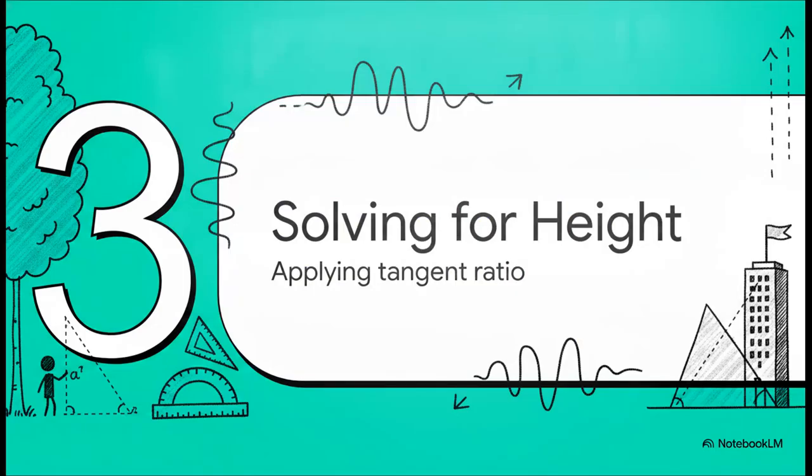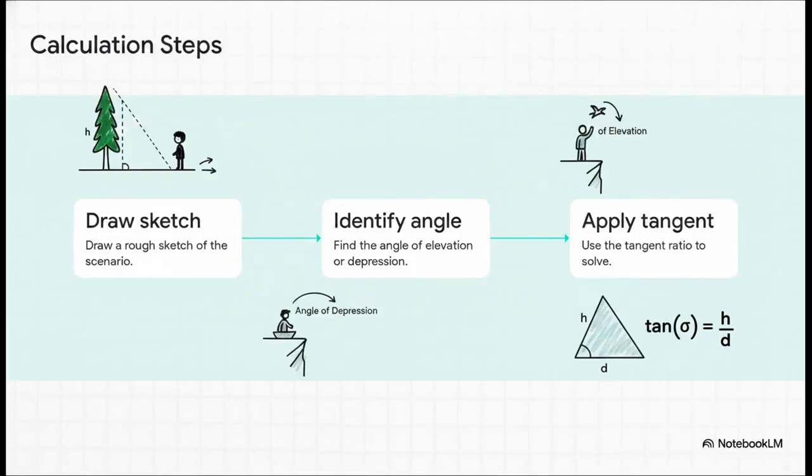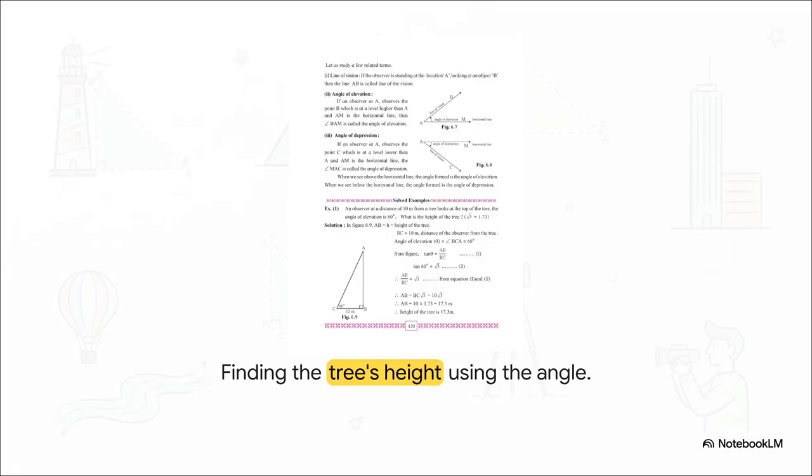Section 3. Solving for height. Now that our foundational concepts are perfectly clear, let's apply them to solve actual problems. Whenever you face these word problems in your exams, just follow 3 simple steps. Step 1, draw a rough sketch, always making sure to represent your height as a vertical perpendicular line. Step 2, identify whether you are dealing with an angle of elevation or an angle of depression. And step 3, apply the correct trigonometric ratio. For most of these practical cases, the tangent ratio is going to be your absolute best friend. Let us see this in action with an example.